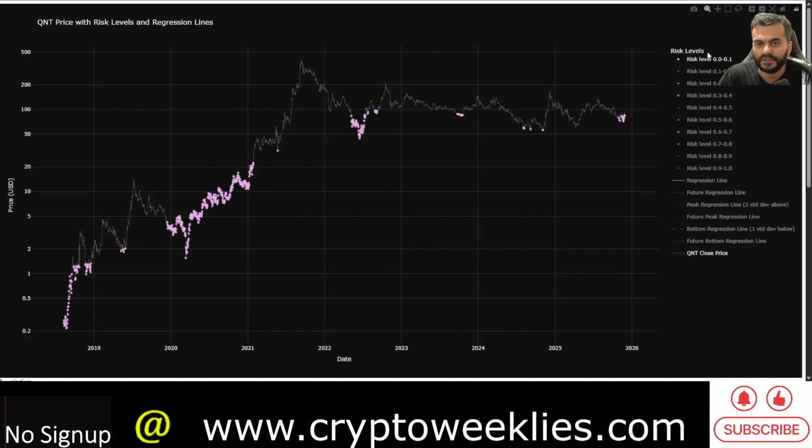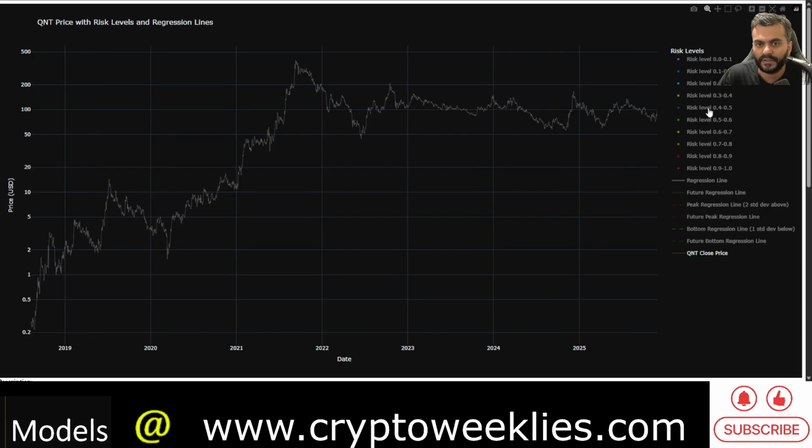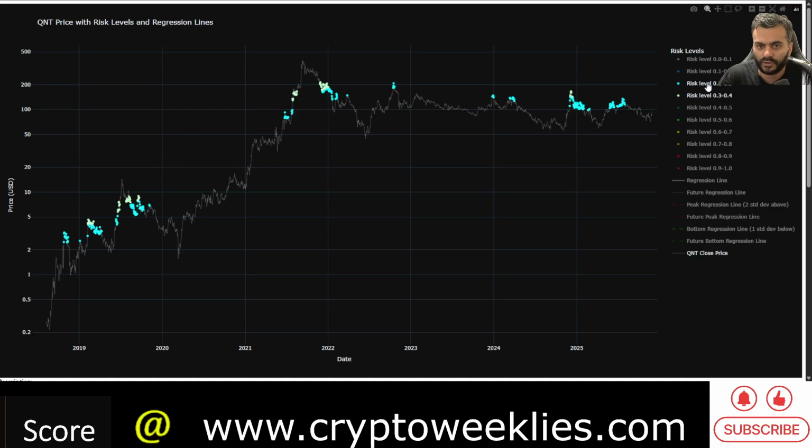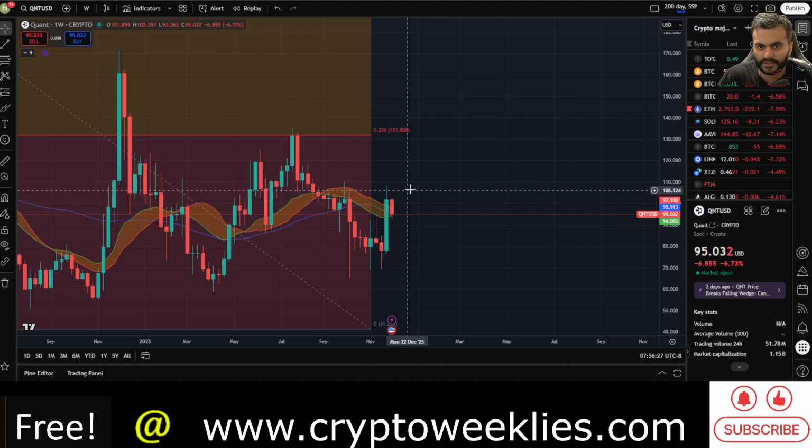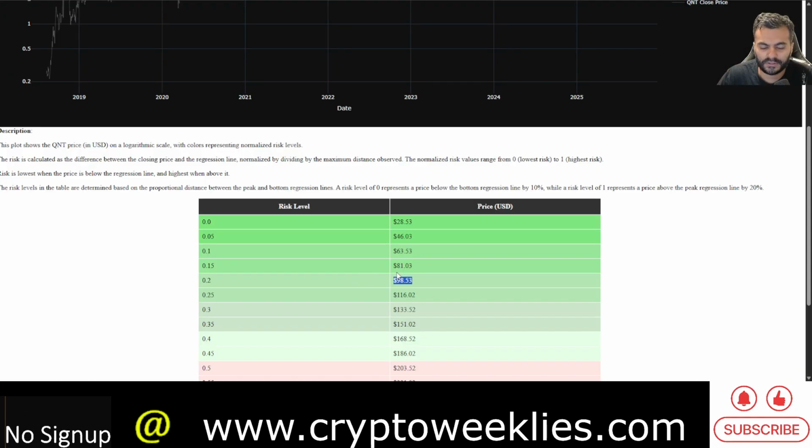The opposite of this is whenever the intermediate risk levels are achieved by Quant, let's say between 0.3 and 0.4, that's where major peaks occurred in 2024. If we fall short of that, then the next area to look for any major peaks is between 0.2 and 0.3 risk. For this model, 0.2 risk for Quant is at around $98. So about $3 from the current price action, that's where major resistance is for this model.